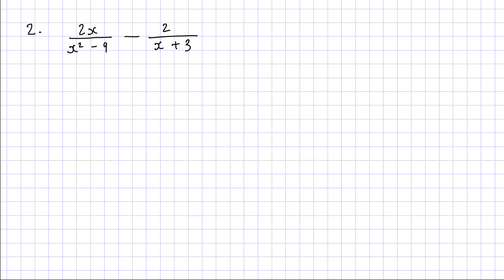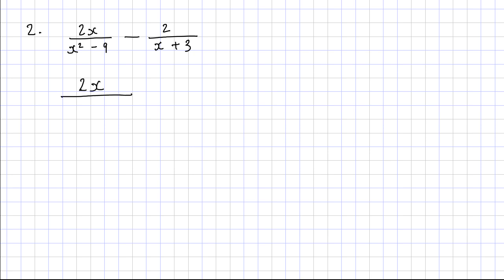Now this question is a little bit different. I have x squared minus 9 here, and I have 2x there, and I have a takeaway here. Now the same thing, I need to write this as a single fraction, so I need a lowest common multiple. Now this actually factorizes, so I'm going to factorize this first and write the new fraction. So I'm going to write 2x over x plus 3 times x minus 3. And I'm going to write my other fraction, take away 2 over x plus 3.